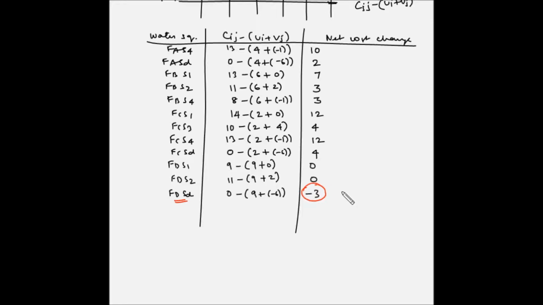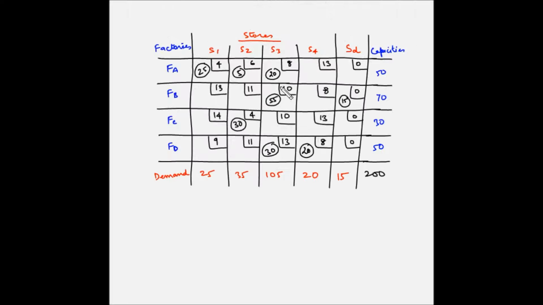Now the first step in iterating towards optimality is to select the water square with the largest negative net cost change. Now in our case, we only have one square which has a negative value. So we'll choose this square FDSD and proceed with the next steps of arriving at an optimal solution. So this is the initial basic feasible solution that we want to improve, and this is the square which has the largest negative net cost change value.